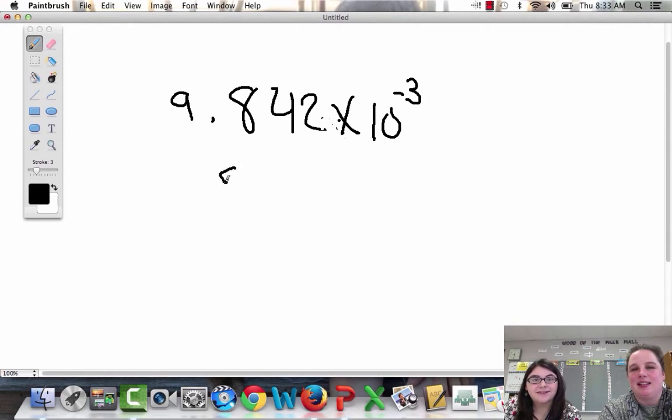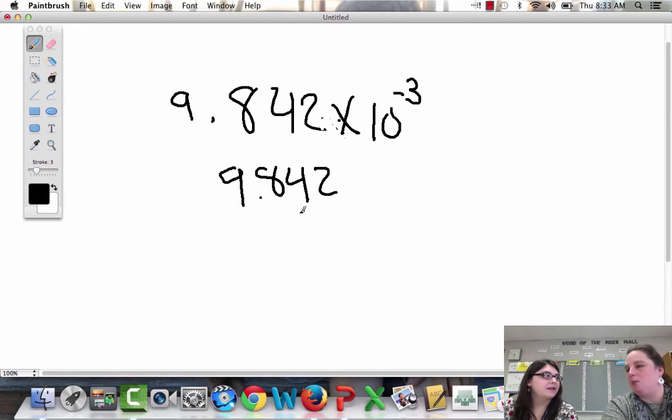So I'm just going to rewrite it down here so we can do some work. That's always a good idea, to write it below before you start working with it. That way it doesn't get into all the other numbers when you're moving. You don't get confused.